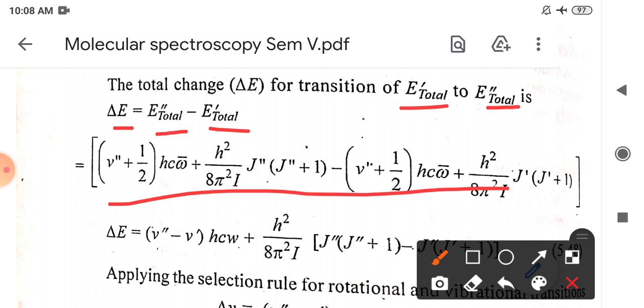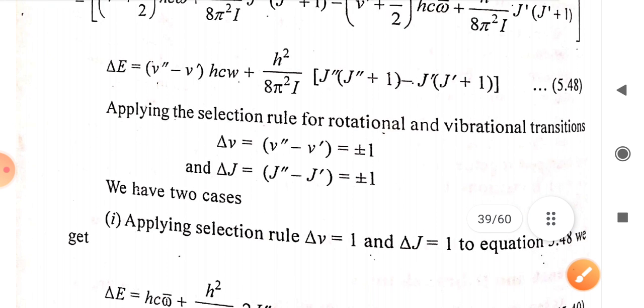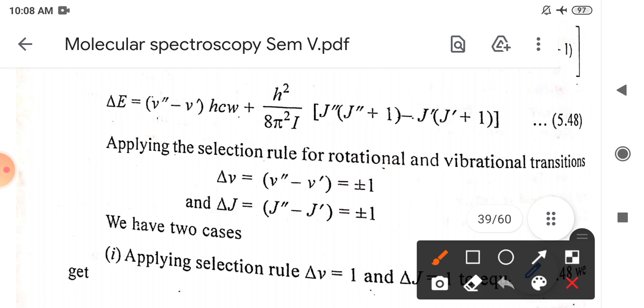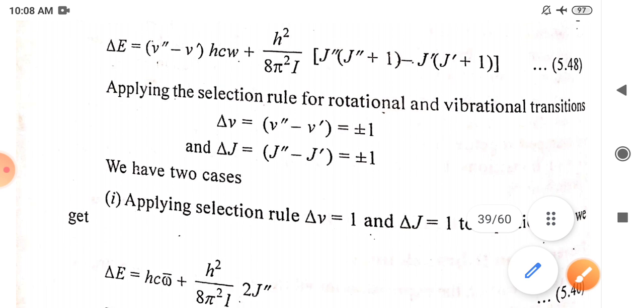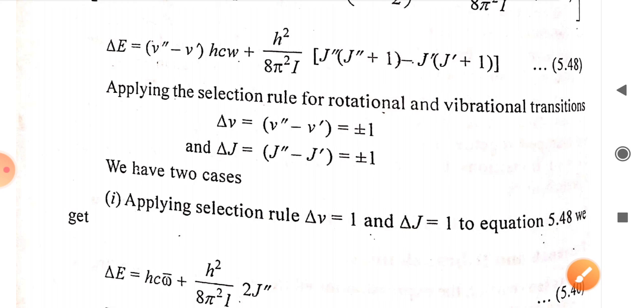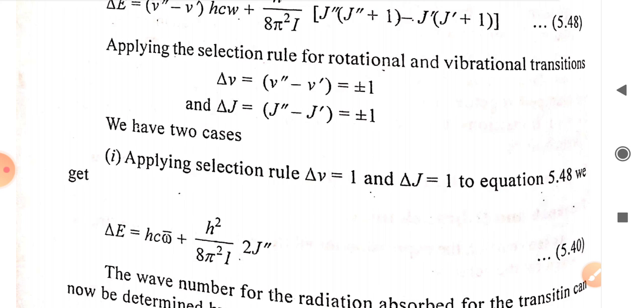Upon subtracting, we simply get this equation: delta E is equal to (V double dash minus V dash) hc omega bar plus h squared upon 8 pi squared I times [J double dash into (J double dash plus 1) minus J dash into (J dash plus 1)]. Now we have two selection rules, one for the vibrational quantum number and another for the rotational quantum number. We will apply them simultaneously, that is, applying the selection rule for rotational and vibrational transition, delta V equals plus 1 and delta J equals plus 1.